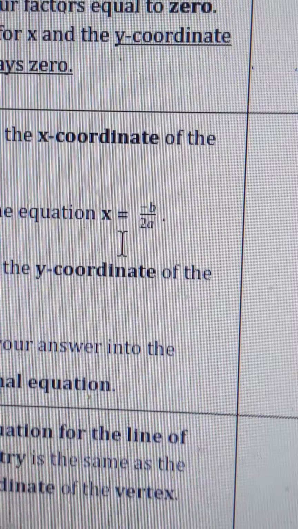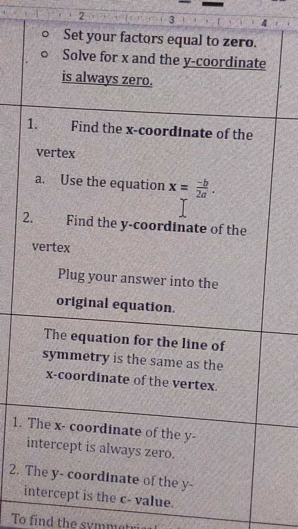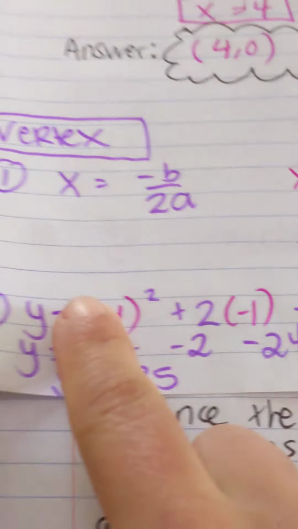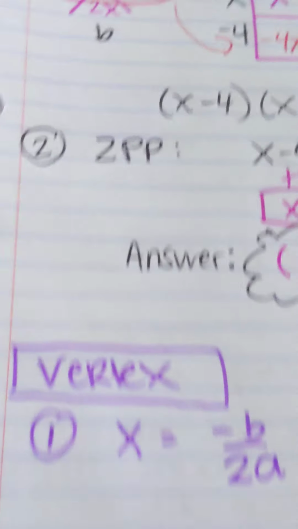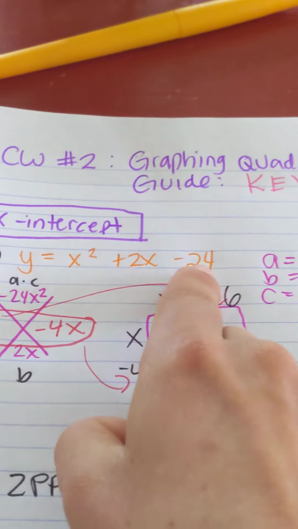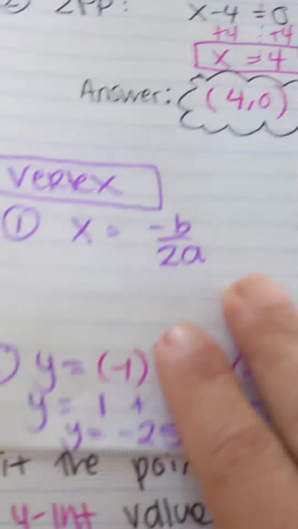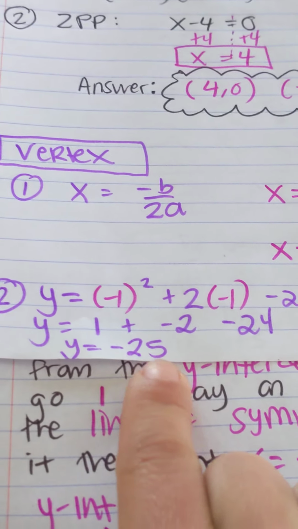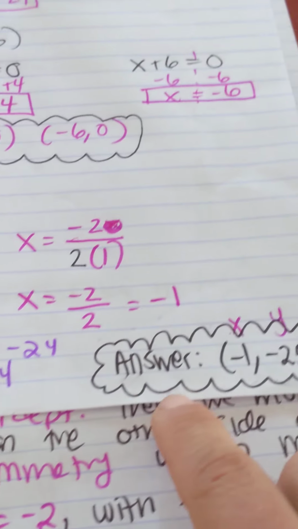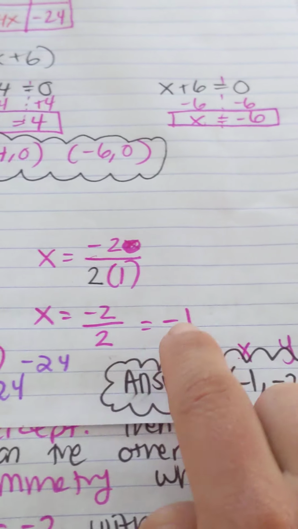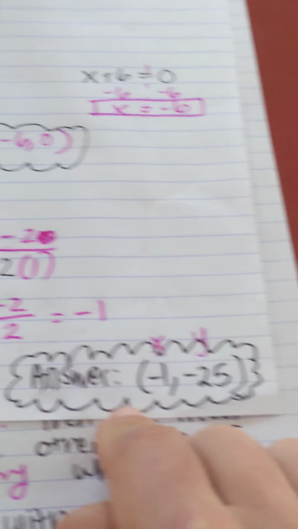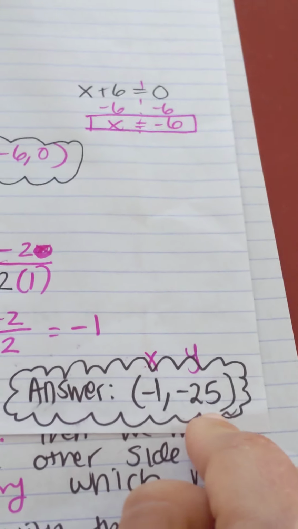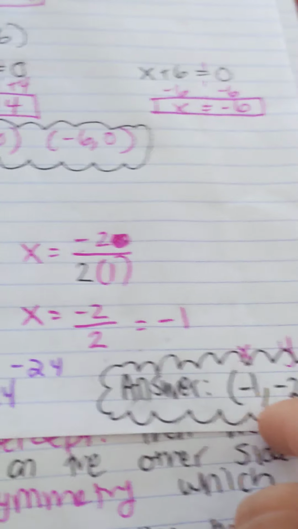Step 2. Find the y-coordinate of the vertex. Plug your answer into the original equation. So I am plugging x equals negative 1 into my original equation. When I do that, I get y equals negative 25. So my coordinate is negative 1 because my x was negative 1, and my y is negative 25, and that is my vertex.